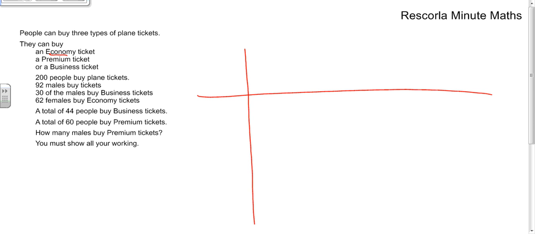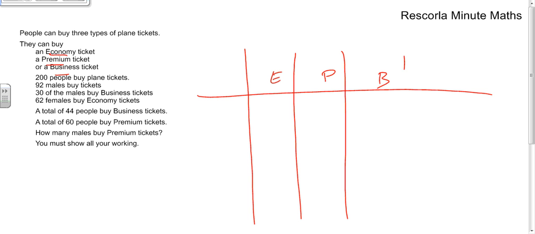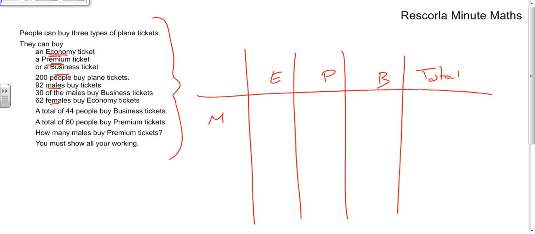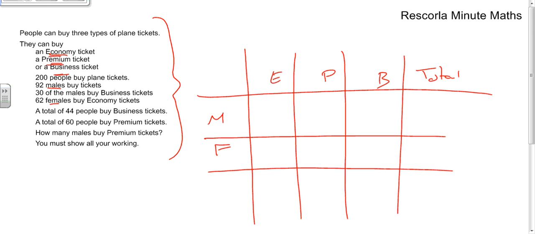So you've got economy, premium, and business. Notice that just the look of the question is exactly the same as it was last time. So you've got a big bunch of words here, and you've got a choice of this, this, and this. And again, you've got males and females. So you've got males and we've got females there. We're going to have the total down the end. And now you just fill in all the numbers. So 200 people buy plane tickets. So therefore the total number of genders and the total number of tickets adds up to 200.